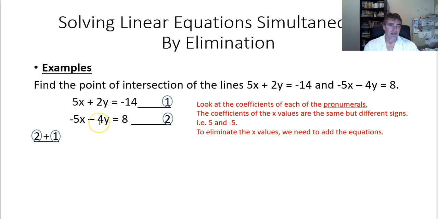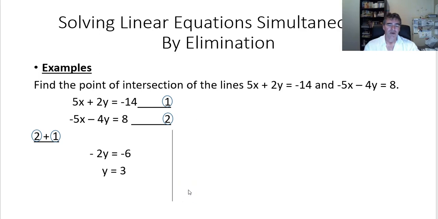2y plus negative 4y is negative 2y. And negative 14 plus 8 is negative 6. So we've got negative 2y equals negative 6 when we add these two linear functions together, remembering they eliminate. Now, again, one-step equation, divide both sides by negative 2, and we get y equals 3. But remember, all we've done is found the y value that those two linear functions will have in common. So let's go and find our x value.